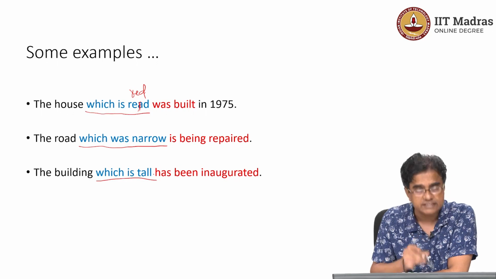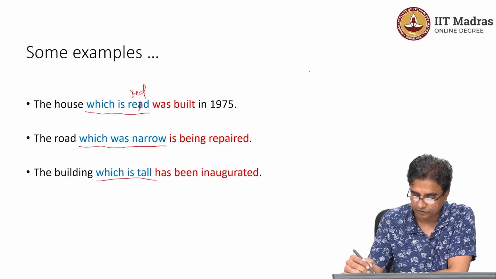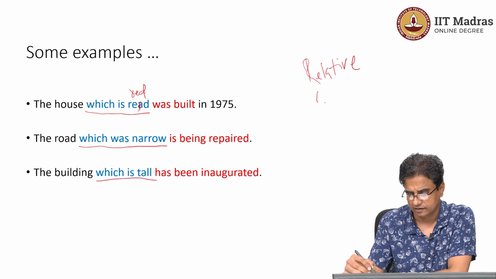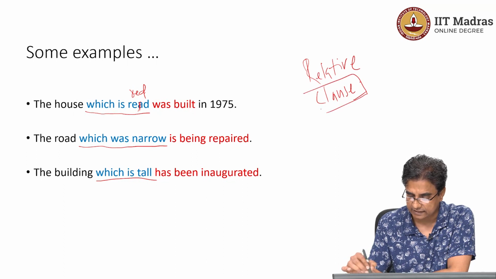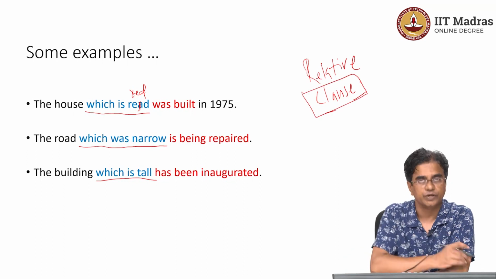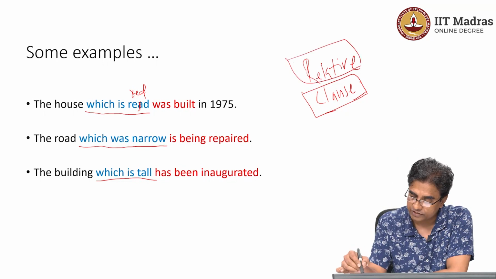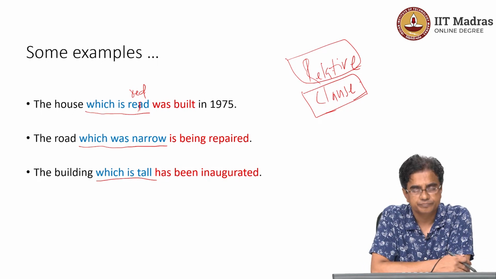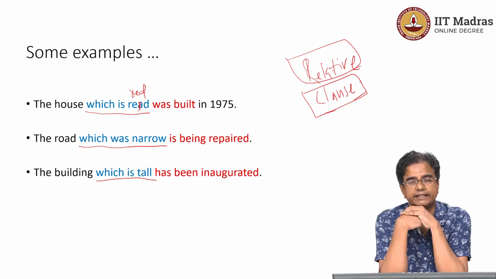And it is this part of the sentence which is called a relative clause. The important part for us to notice is this clause, and we are going to talk about that. We will talk about why we call it a relative clause and how it functions. So, look at this.